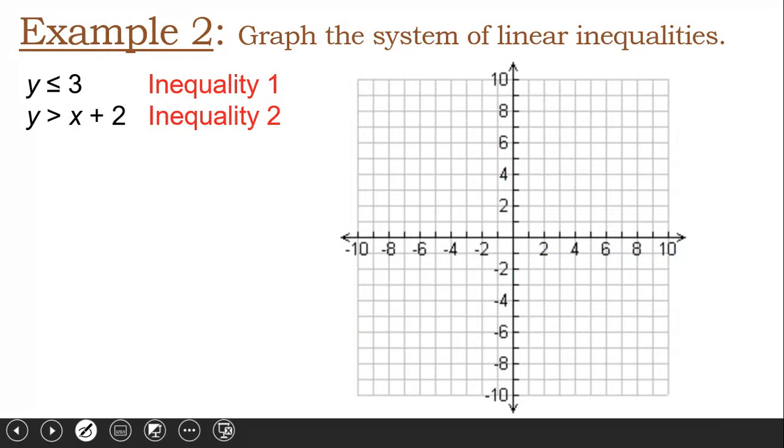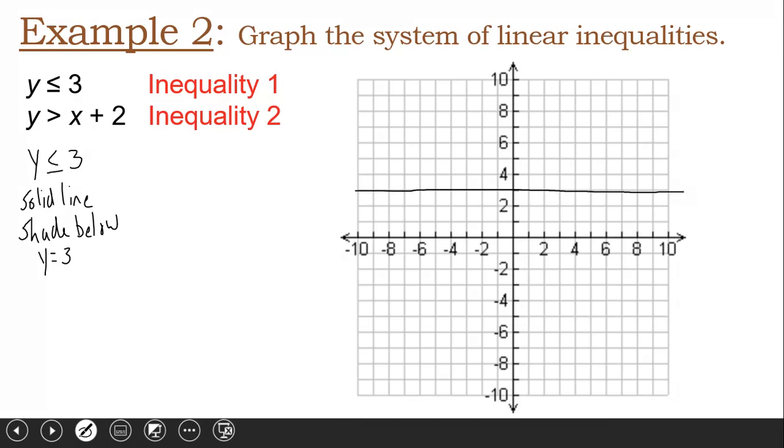My first example is y is less than or equal to 3. I know a couple things here. I know it's going to be a solid line. And I know because it's a less than, I'm going to shade below that line. The line that I'm graphing is really y equals 3, and y equals 3, hopefully you're saying to yourself, is a horizontal line. So I have a horizontal line at 3.